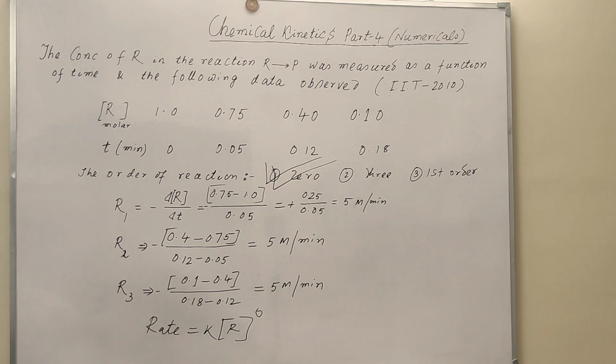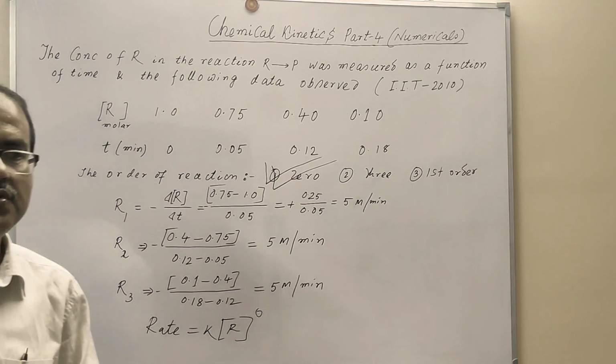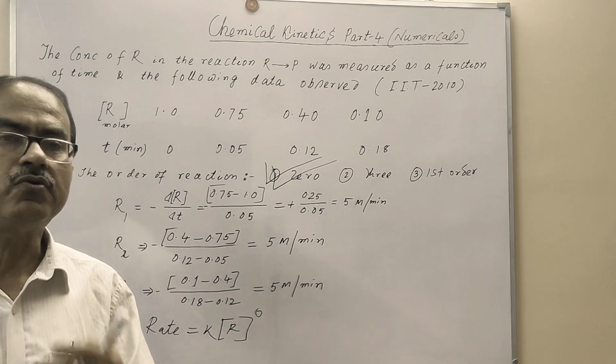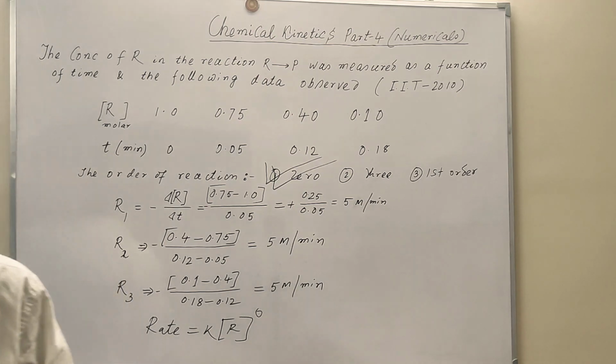Okay. So this way we are able to calculate the order of the reaction. That is one form of the numericals that may come. Then we are going to discuss another form also. Okay?